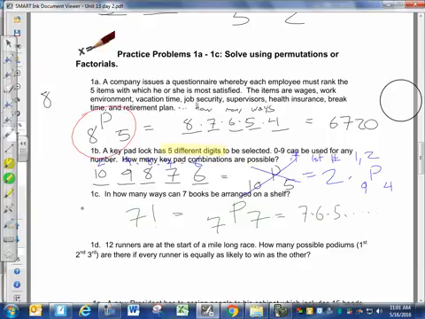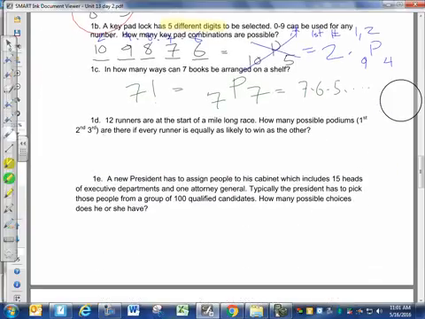Okay, next one, 12 runners at the start of a mile-long race. How many possible podiums, first, second, third are there? If every runner is equally as likely to win as the other, well, I have 12 runners to choose from. I want to place 3 of them in order. Order matters. This is the same as 12 times 11 times 10.